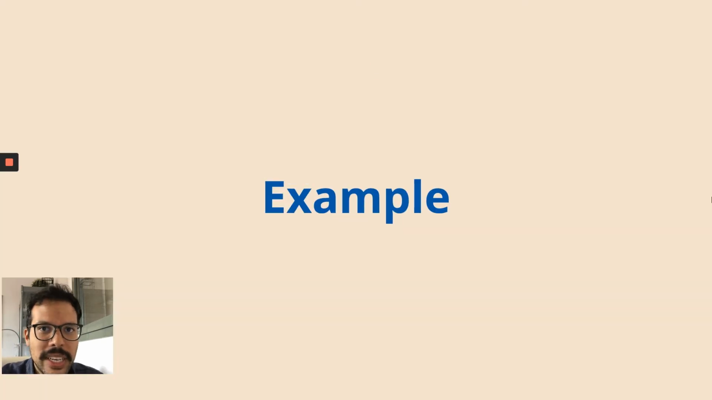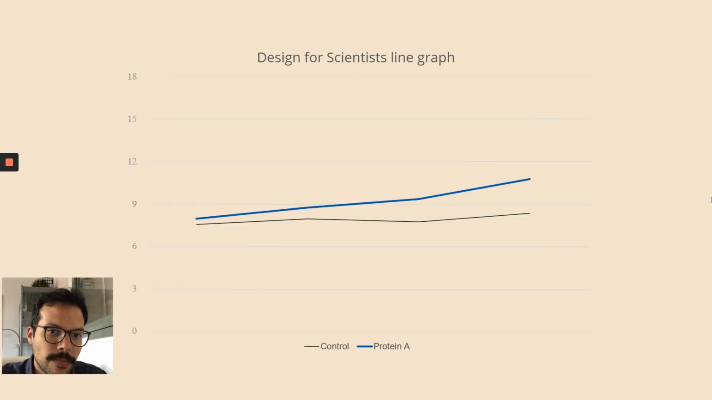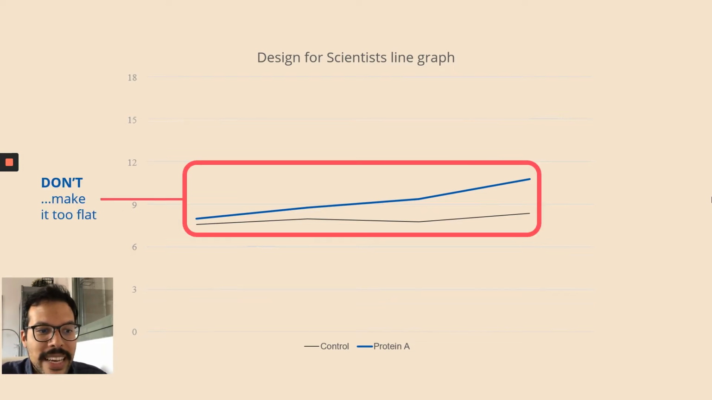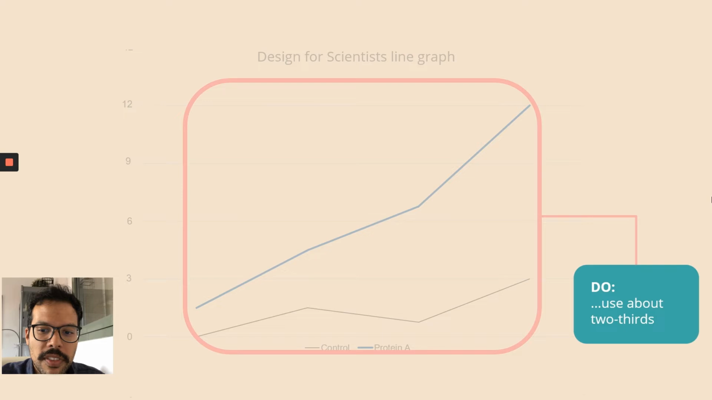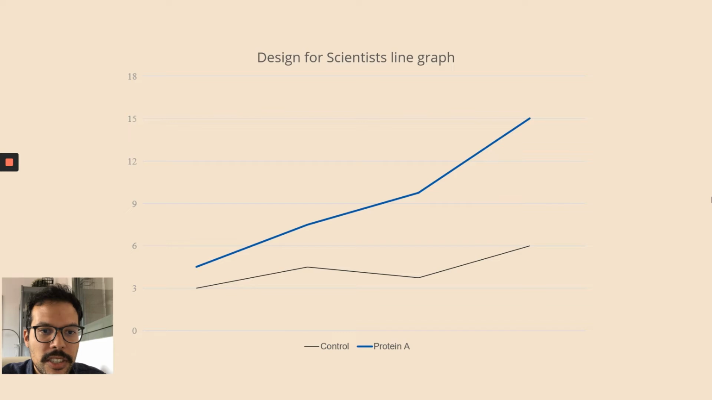Well, let's go through an example, a very quick one, a very simple one, on the do's and don'ts of line graphs. Well, take a look at this one. We don't want to make it too flat. Line graphs are here for us to show a trend. But also, we don't want to make it too inflated. Instead, just follow the general rule of thumb of using about 2/3 of the space that you have there. And you should get something like this. Looks much better.